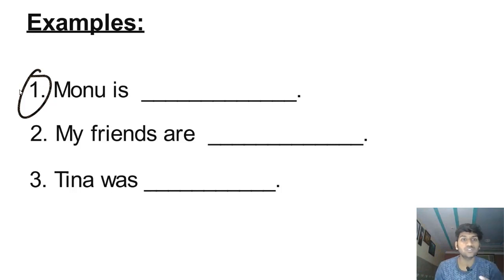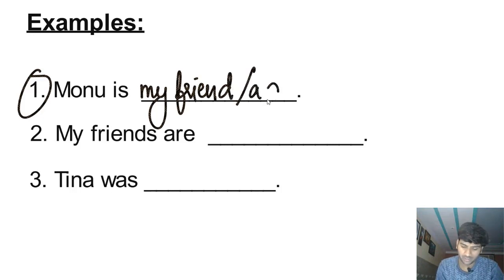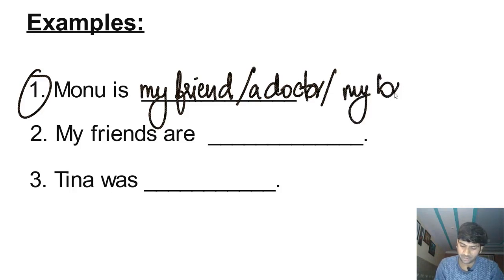Now if you want to complete the meaning of the subject, using a name, telling what Monu is, renaming the subject, you'll use a noun or a noun phrase or a clause, generally a noun phrase. Monu is my friend. Subject complement. Monu is a doctor. Subject complement. Monu is my best friend. Again, subject complement. My best friend.